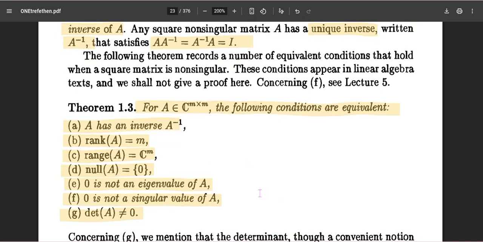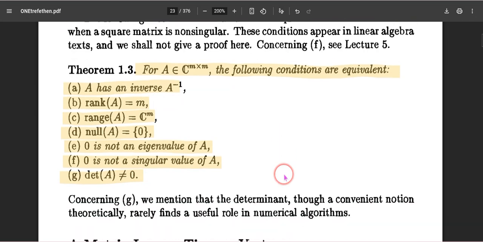So these are the other conditions. If the matrix is invertible, then it has full rank m, the range of A is an m-dimensional space, the null space is a zero-dimensional space, and we'll come to the concepts of eigenvalue and singular value later. Then the determinant is not equal to 0. These are all equivalent if we say that A is invertible.